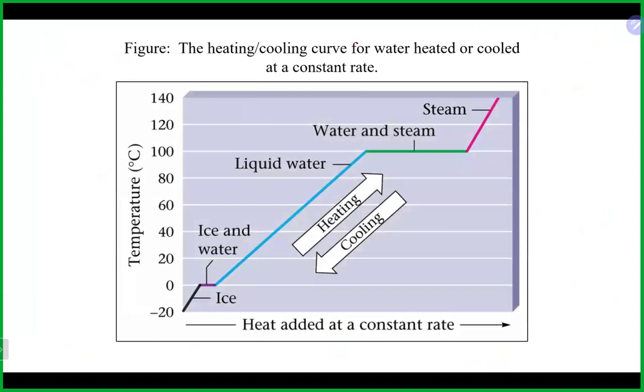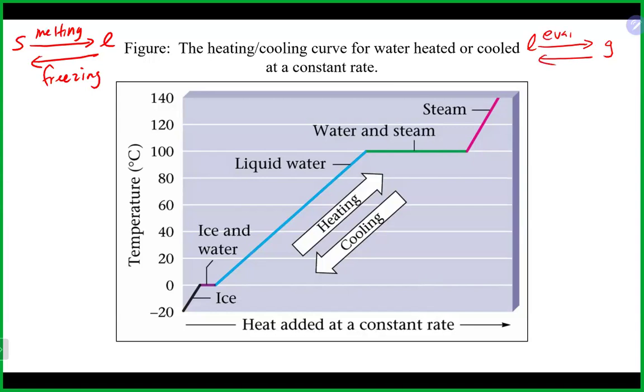Now, this is a heating or cooling curve, and this really describes the different transitions that occur here. When we talk about the transitions, as we go from solid to liquid, that is the process of melting. As we go back from liquid to solid, that is the process of freezing. As we go from liquid to gas, that is the process of evaporation or vaporization. As we go from gas back to liquid, that is the process of condensation.